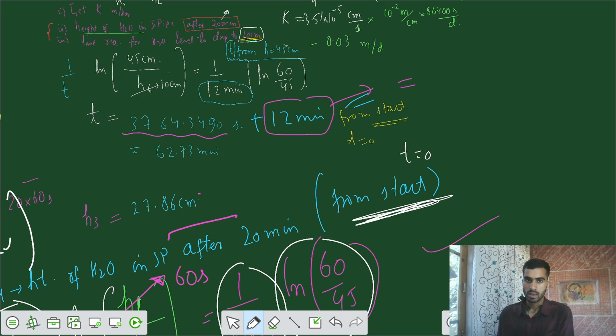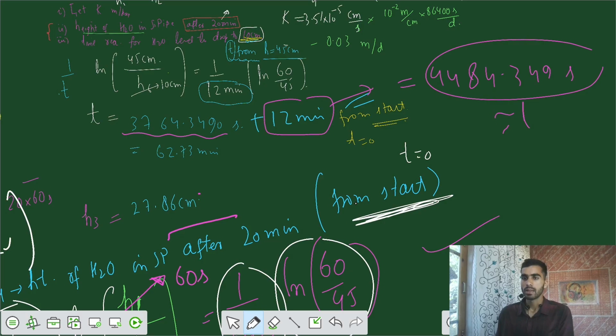Let me check. So we have 3764.3490 plus 12 minutes, that's 12 into 60. So that's 4484.349 seconds. It is similar to the previous case when we went from time t equals 0 to time t, such that my level was initially 60 to 10 centimeters. So that's all about that final problem of the variable head method.